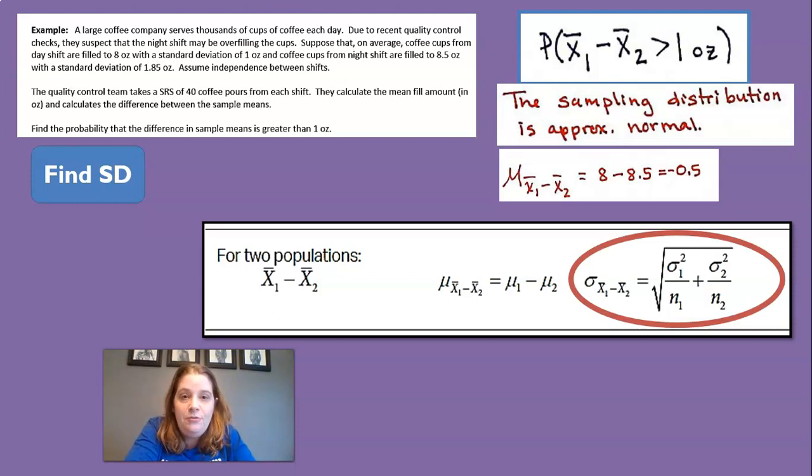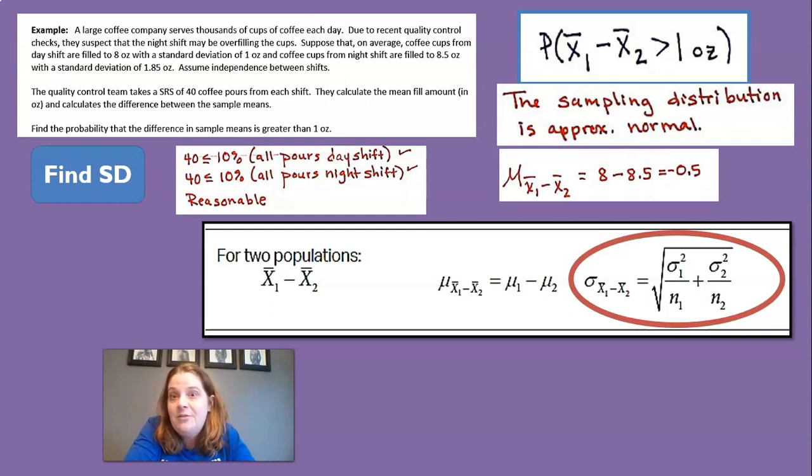I've got this handy dandy formula here, but remember, this only works if I've got less than 10% of the population. So I'm going to check, is 40 less than or equal to 10% of all pours for the day shift? And is 40 less than 10% of all pours for the night shift? And I think that's probably reasonable. Okay, so I'm just going to say reasonable, moving on.